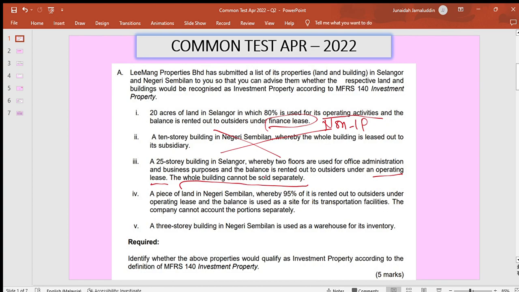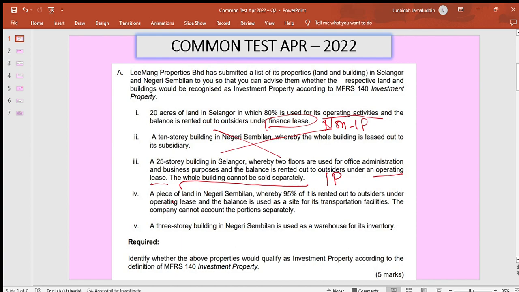Therefore, this building can be considered as an investment property. It is qualified as investment property. So you can just write IP. This one is an IP. And we go to property number 4.